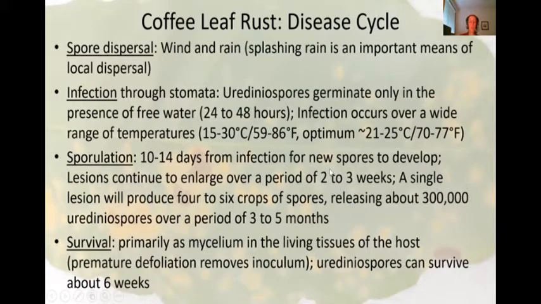So the survival of this fungus is mainly the mycelium in the living host tissue, which in a way is a good thing. Premature defoliation, leaves fall off, most of the fungus will die. But unfortunately, if there's green leaf material, the Uridinea spores can survive approximately 6 weeks on their own and then usually be splashed again to start a new infection.